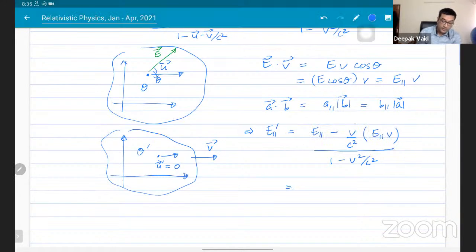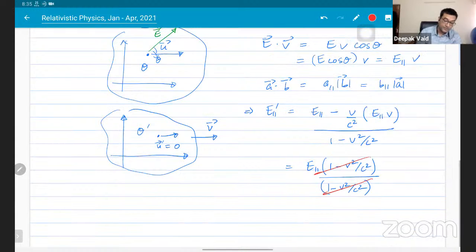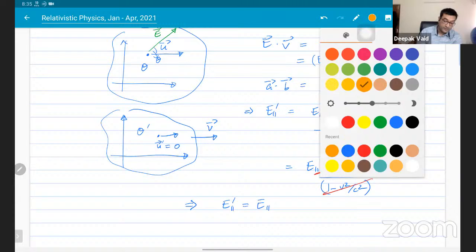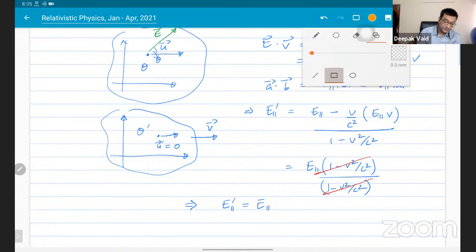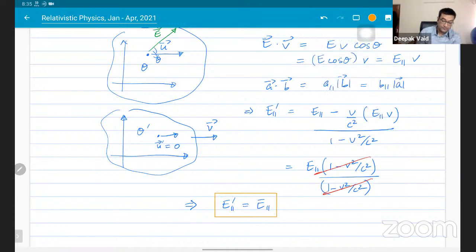Now in the numerator, what happens? In the numerator, you can take the factor of E parallel common, and you get 1 minus V square by C square. And in the denominator, you get 1 minus V square by C square. So these two cancel out, and you are left with E parallel is equal to E parallel prime.